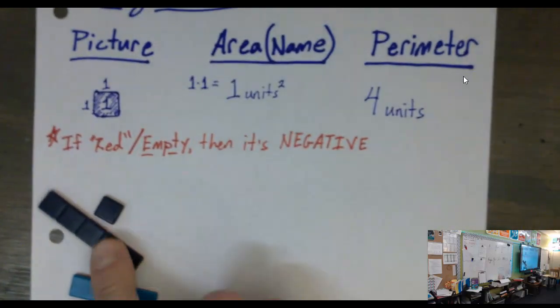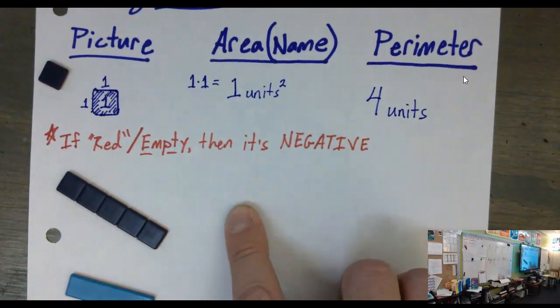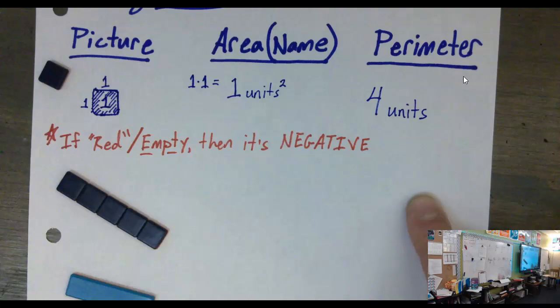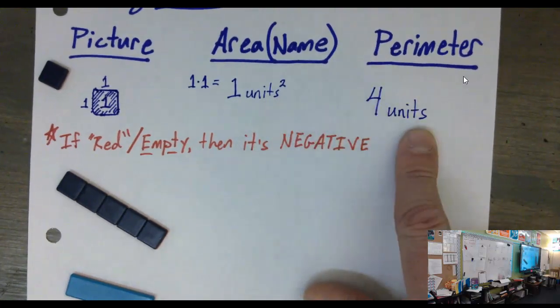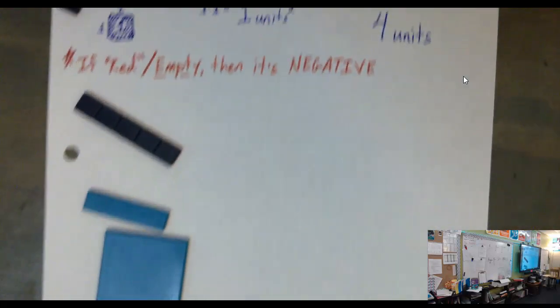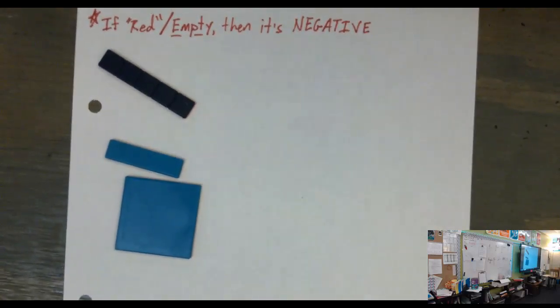But if it's red, or like on your homework, if it's empty, then it means negative. So you're going to trace your tile. You're going to try to figure out what is its area, which would also be its name, and what is its perimeter. Remember, area is units squared. Perimeter is just units. So go ahead and dive in. You can chat with your partner about like, wait, I think it's this. Do you agree?